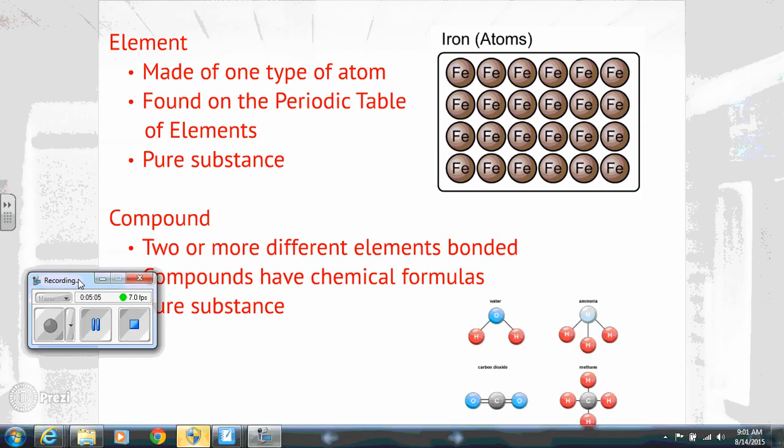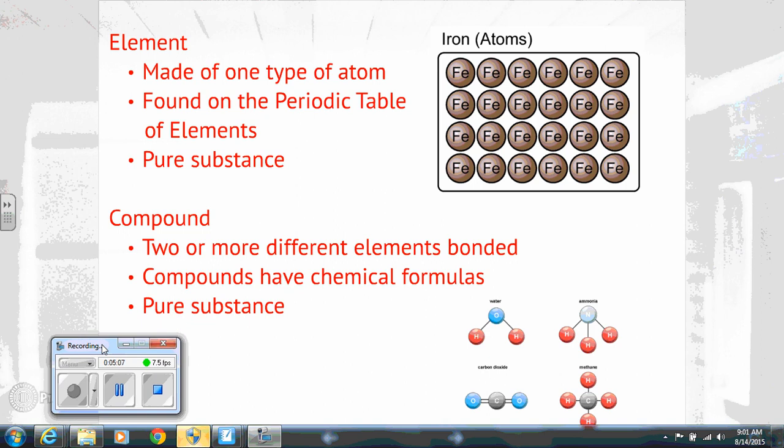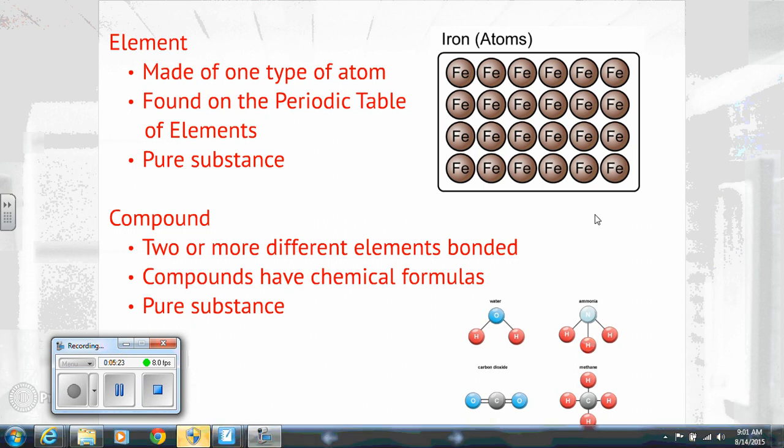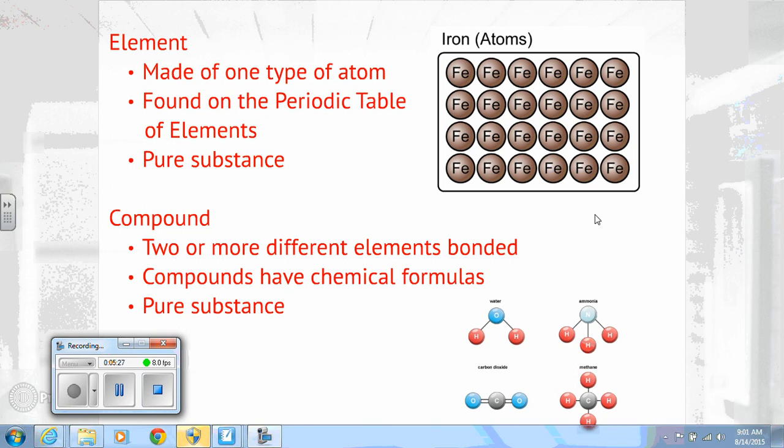Now let's talk about some specific types of pure substances. A pure substance can actually be an element or it can be a compound, which are the words that were in parentheses behind pure substance in your standard. Let's look at an element first. An element is made up of only one type of atom. As you can see in this picture, all of these atoms are the same, so we would call that an element. Elements are all found on the periodic table of elements, which is a table that we are going to discuss a little bit later on in a future lesson.